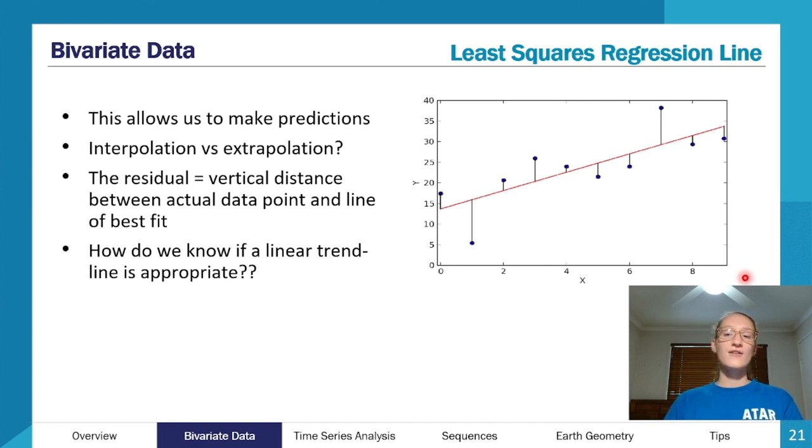And also have a go at seeing if you can identify where the residuals are on this graph. Our residuals are these distances here. So the residual is the vertical distance between the actual data point and its predicted value from the line of best fit. So this would be our residual value here for this point here.